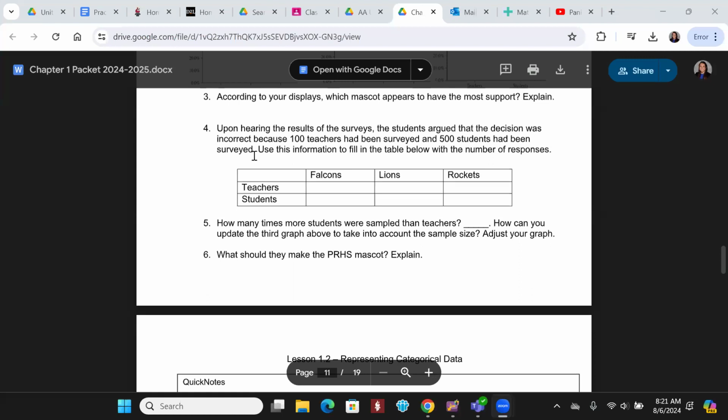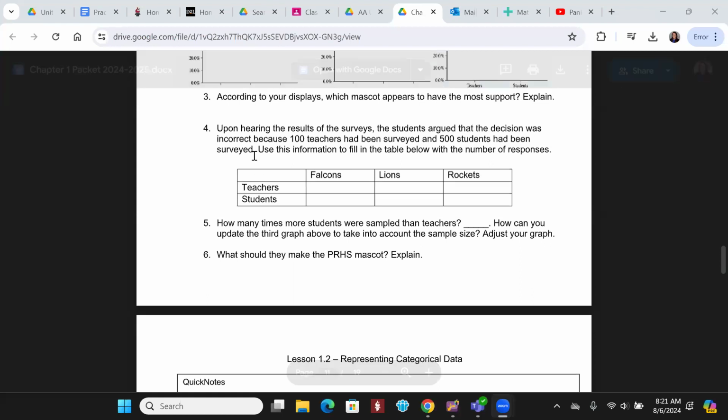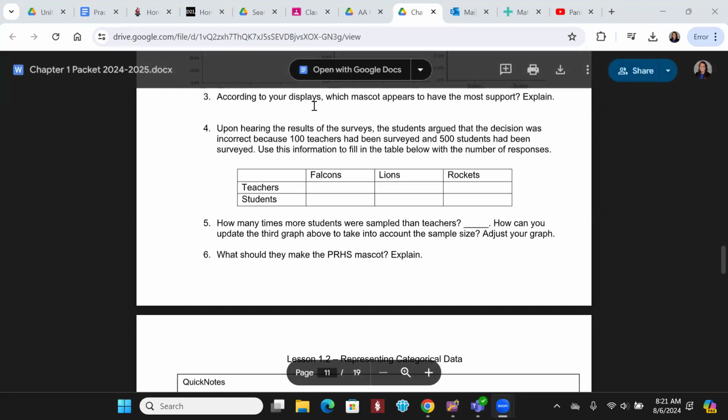Okay, so looking at this, it says, upon hearing the results of the survey, the students argued that the decision was incorrect because 100 teachers had been surveyed and 500 students had been surveyed. Use this information to fill in the table below with the number of responses. So how many teachers were there in total? 100. So we're going to go ahead and put that outside. Okay, and how many students did we have in total? Okay, how many total people did we survey? 600. Okay. Everybody with me so far?